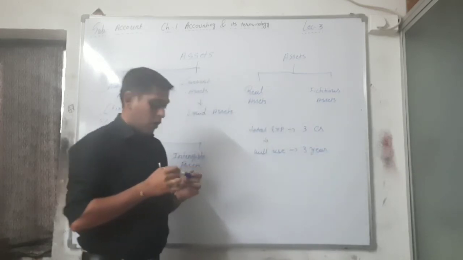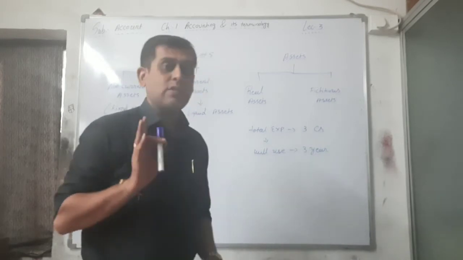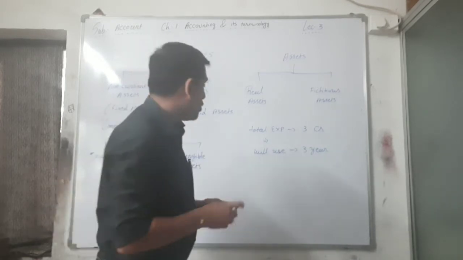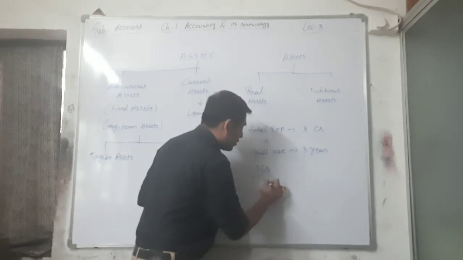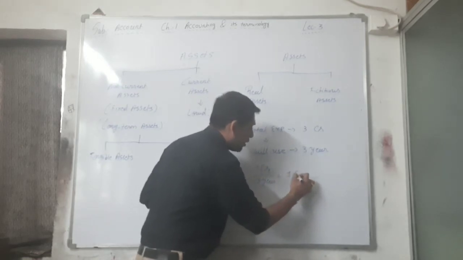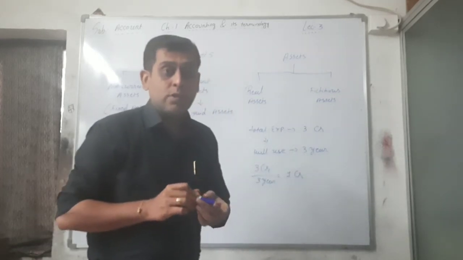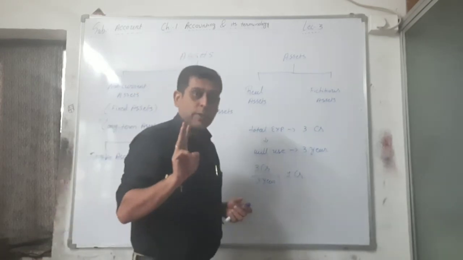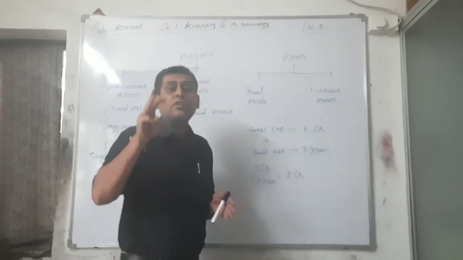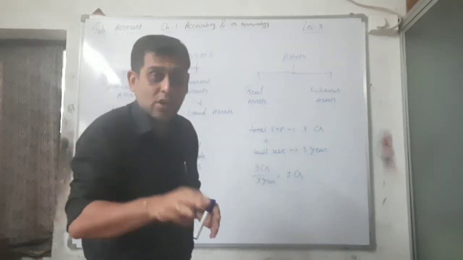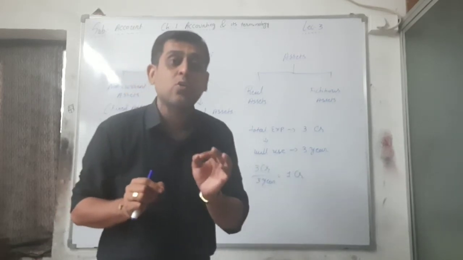So the benefit of that particular advertisement will be taken for 3 years, and the total expense is 3 crore. So now you can say 3 crore divided by 3 years. So the current year expense is 1 crore rupees. See, total 3 crore expense, and these 3 crore will be distributed within 3 years. Right? So the current year expense is 1 crore rupees.